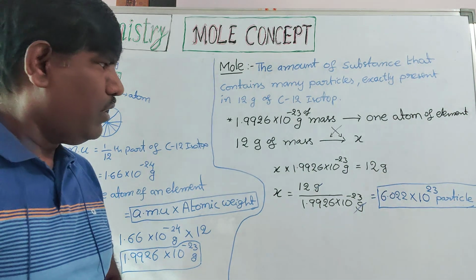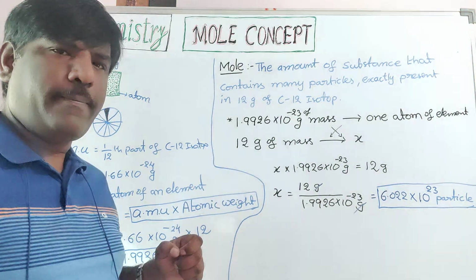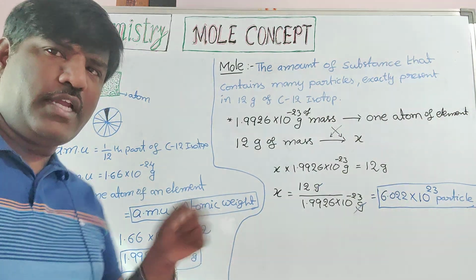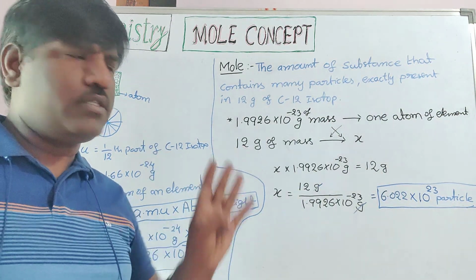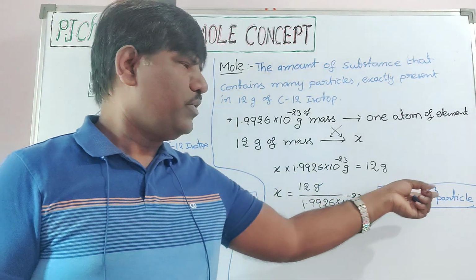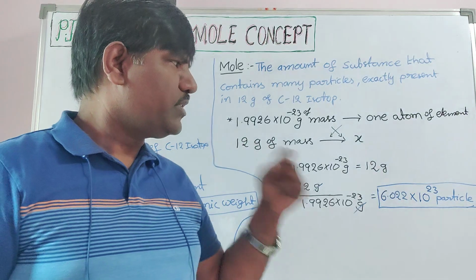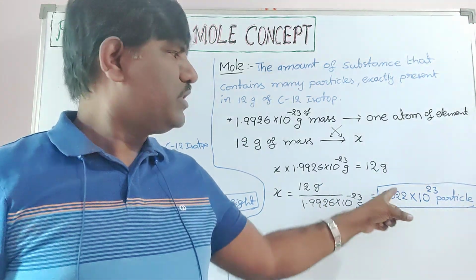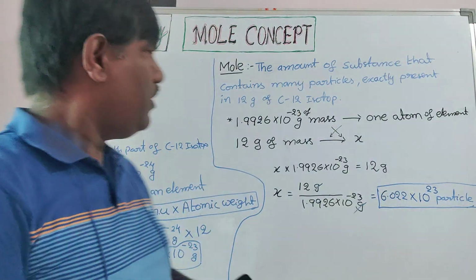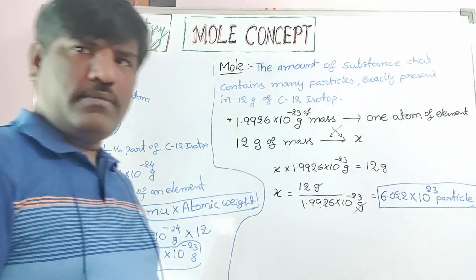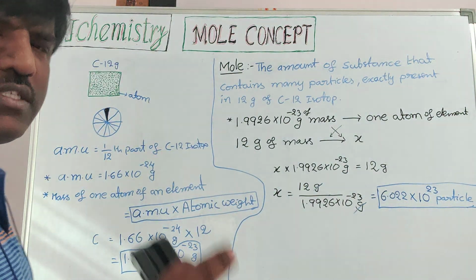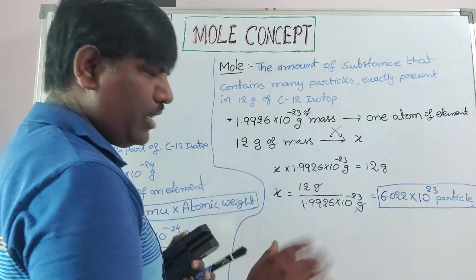Sir, okay, you calculated for carbon. We got 6.022 into 10 power 23 particles. I want it for nitrogen, sir, because 1 mole of any substance contains the same number of particles. All are telling 6.022 into 10 power 23. If you consider 1 mole, it is fixed that it contains 6.022 into 10 power 23 particles. In the same way, I want it for nitrogen. You calculate for any element, you will get the same value. How to calculate for nitrogen?